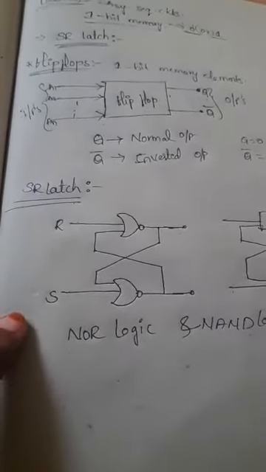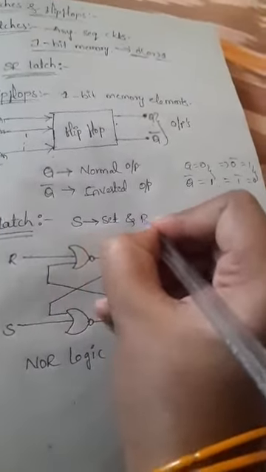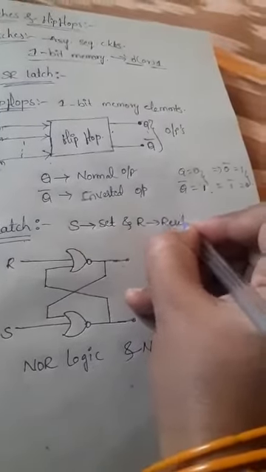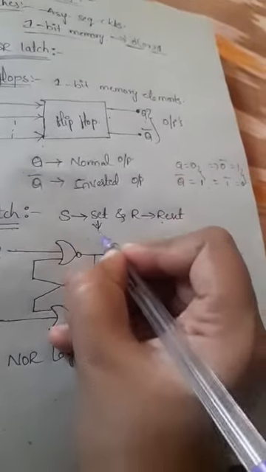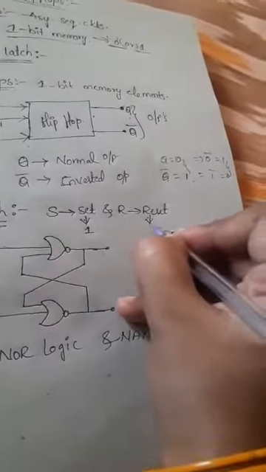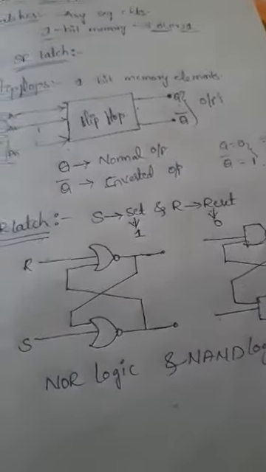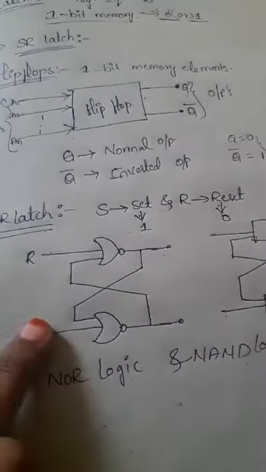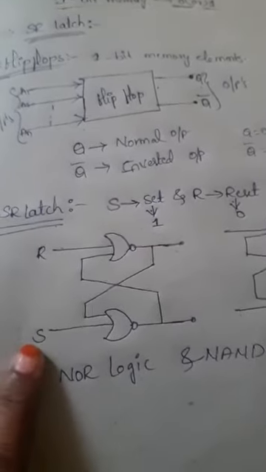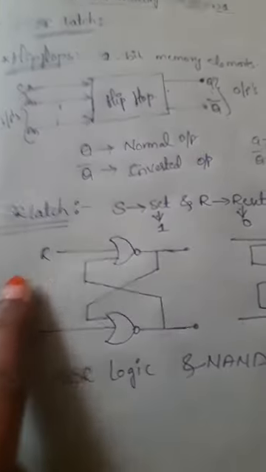S and R are nothing but set and reset. S means set and R means reset. If you want to say this set and reset in binary information, set can be represented by 1 and reset can be represented by 0 in binary logic. Okay, so remember that one. So here we are taking SR logic in NOR logic, so that's why I take R first and S next.